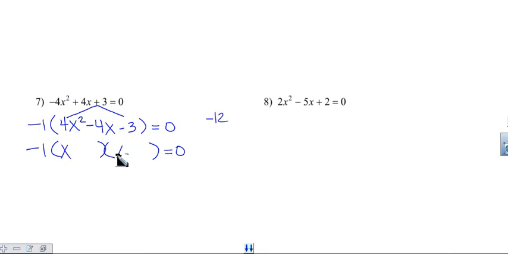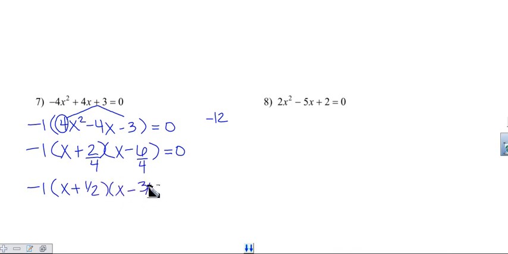I need to think of two numbers that can multiply to negative 12 that will subtract and give me 4. 2 and 6. It's going to be a negative 6 and a positive 2. Now don't forget, since you have this lead coefficient and you had to multiply, you also need to divide both of your factors by that lead term. If it divides evenly, do that, but if it doesn't, you need to reduce. So I've got negative 1 times x plus 1/2 times x minus 3/2.